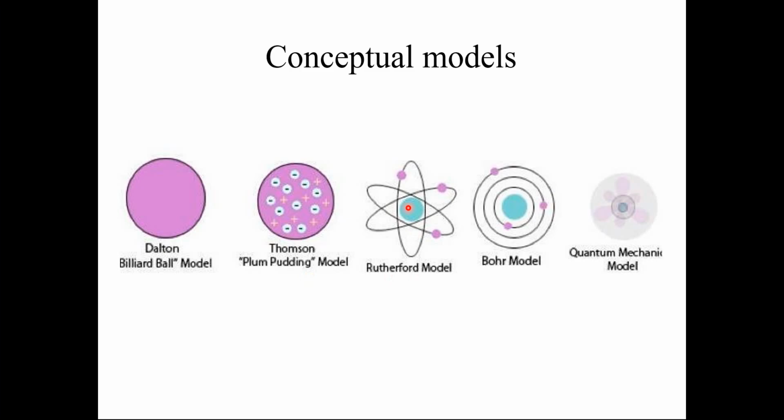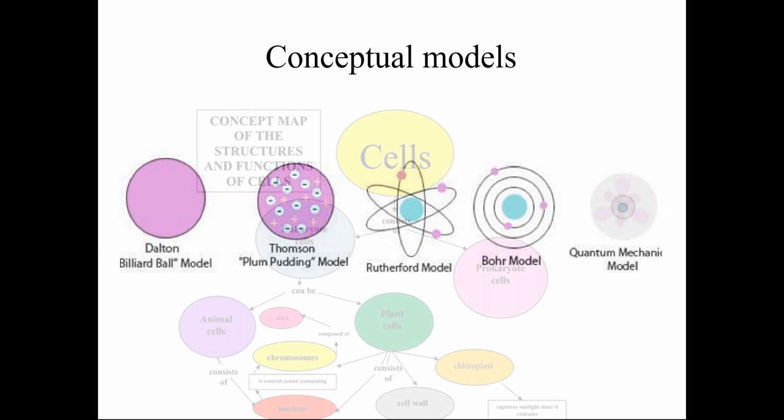Then Rutherford said that no, the positive charges are located at the center and the rest of things are moving around it. Then Bohr came and said that, well, they cannot be everywhere they want. They have to be in like a solar system and specific orbits. And today we have the quantum mechanical model. These are conceptual models, and these models have been refuted. Sometimes we might still use this one in physics classes, but the quantum mechanical model is the best model.